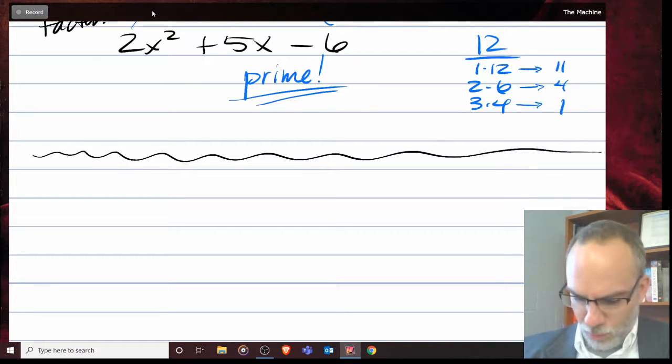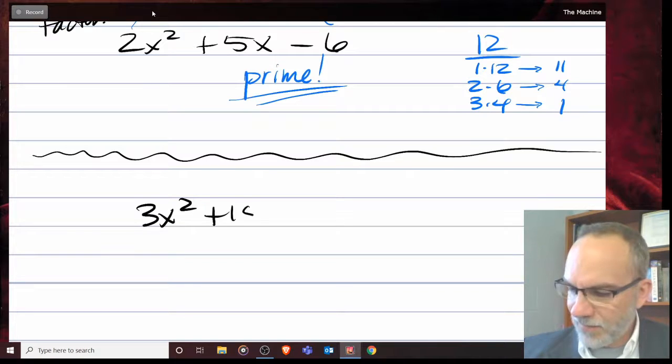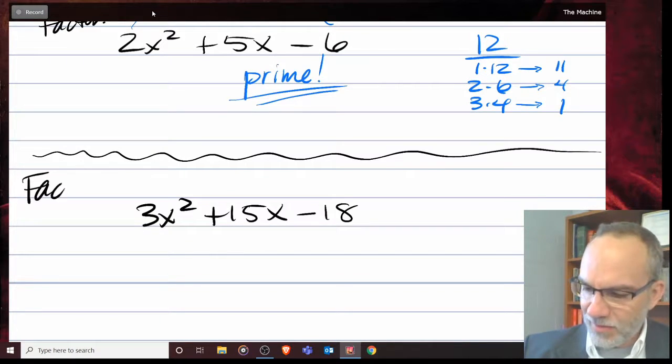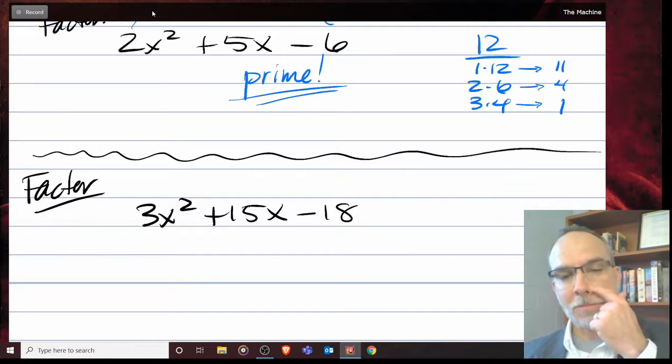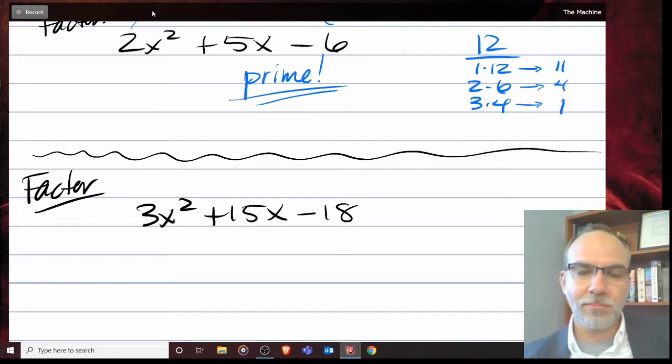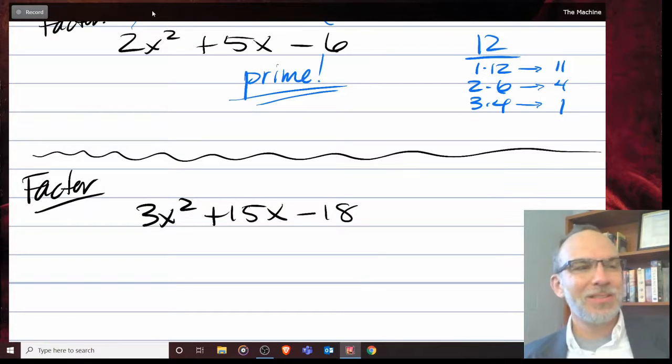Let's do 3x squared plus 15x minus 18, factor. If you're multiplying 3 by 18, it's easier than that.